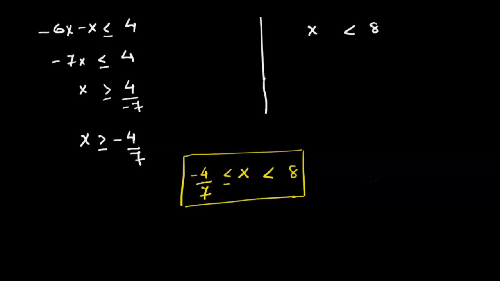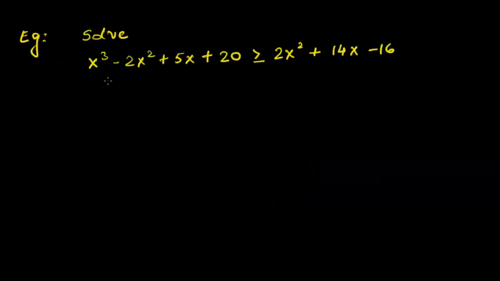Let's understand how to solve a polynomial inequality where the function is not linear. We'll take an example of a cubic polynomial inequality. The example is x cubed minus 2x squared plus 5x plus 20 is greater than or equal to 2x squared plus 14x minus 16. And we're supposed to solve this inequality.